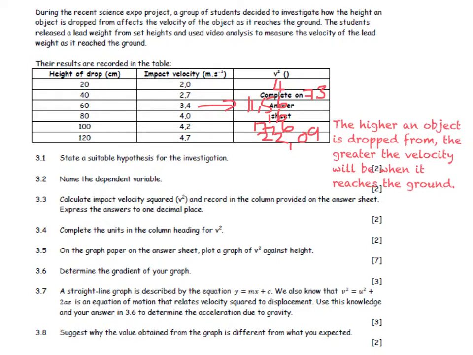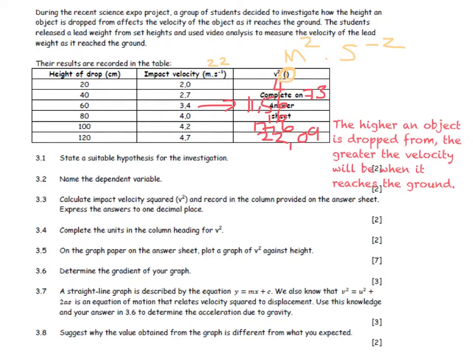Complete the units in the column heading. And what you have to do there is say, well, if it's meters per second squared, it becomes meters squared per second squared. So it's m².s⁻² that you would have to put over there on this table.